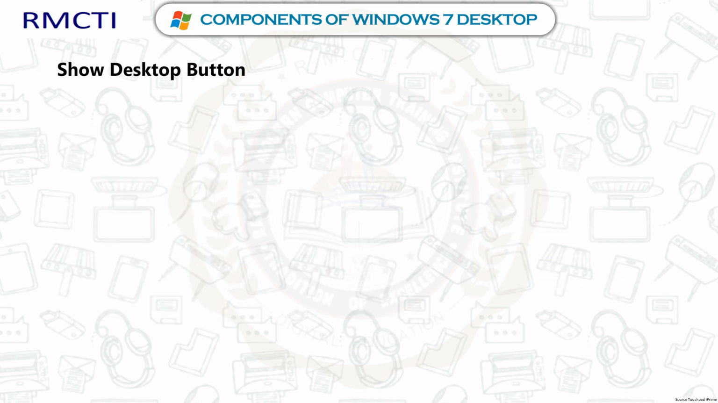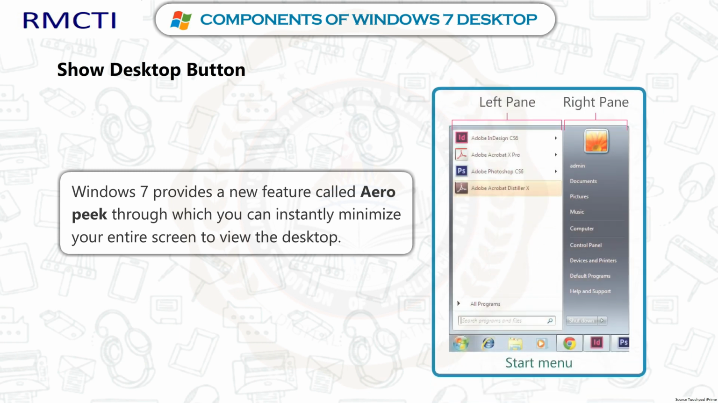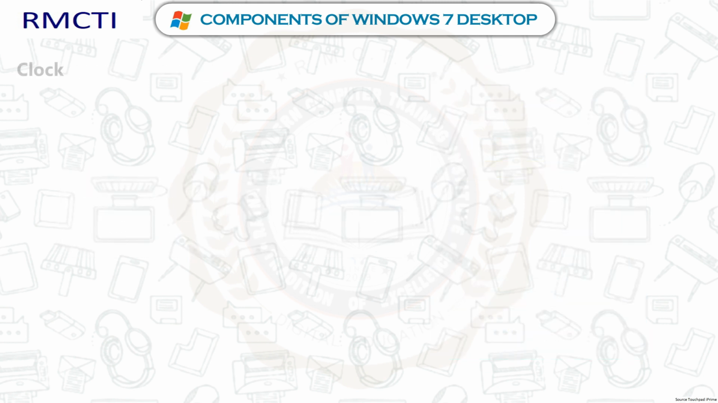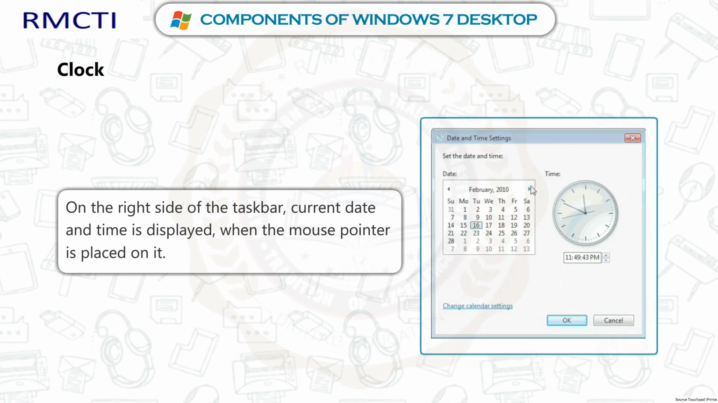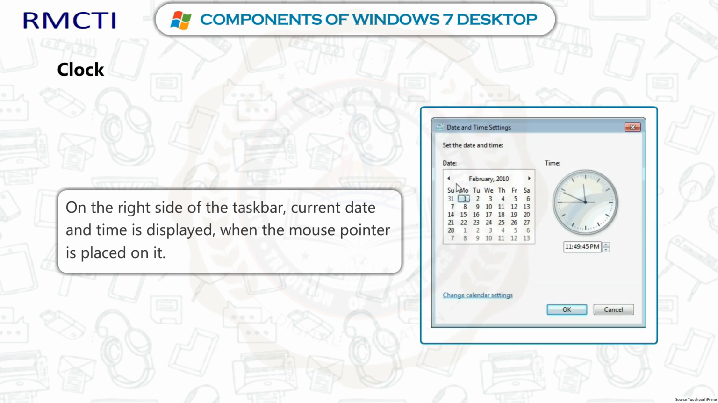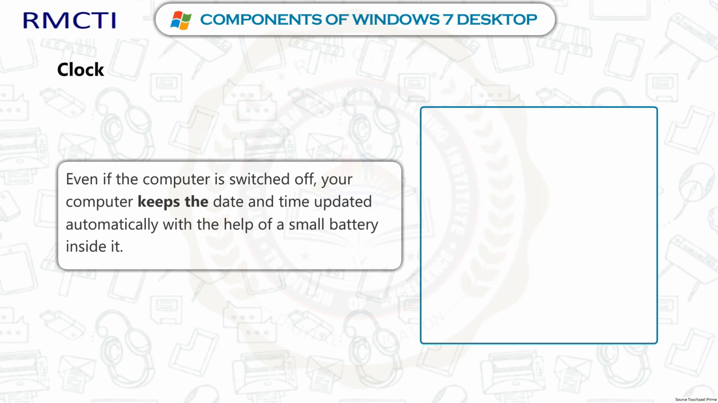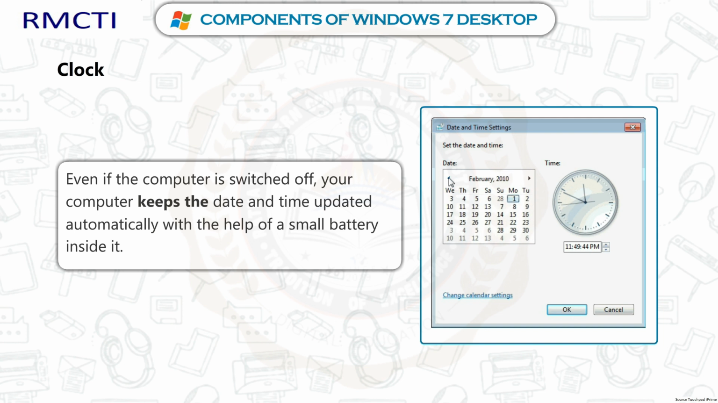Show Desktop button. Windows 7 provides a new feature called Arrow Peek, through which you can instantly minimize your entire screen to view the desktop. Clock. On the right side of the taskbar, current date and time is displayed when the mouse pointer is placed on it. Even if the computer is switched off, your computer keeps the date and time updated automatically with the help of a small battery inside it.